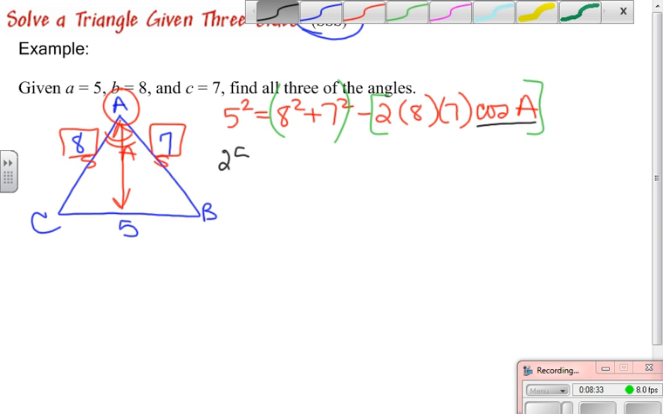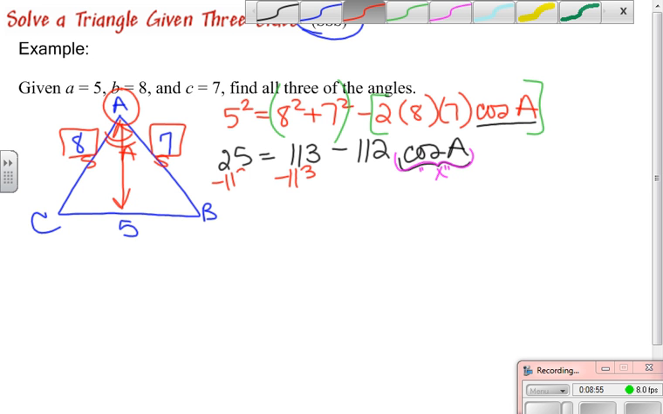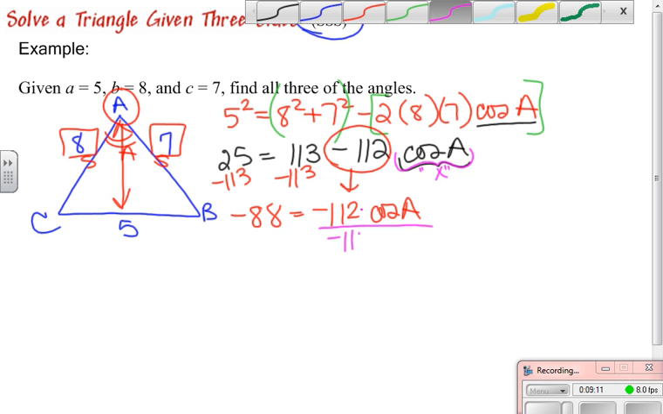So I have 25 is equal to 113 minus 112 cosine of A. Now at this point, you need to think about this like a variable. So how would I isolate that variable? Well, the first thing I'm going to do is subtract 113 from both sides. And so I end up with negative 88 is equal to negative 112 cosine of A. Be really careful right there that you hold on to that negative. How do I undo multiplication? I divide.